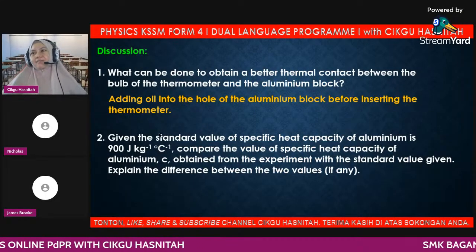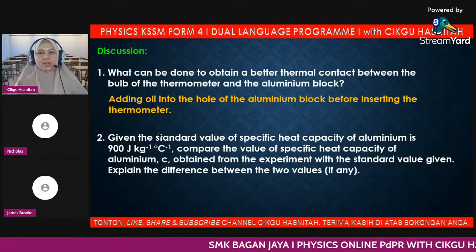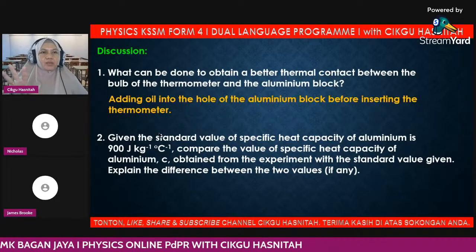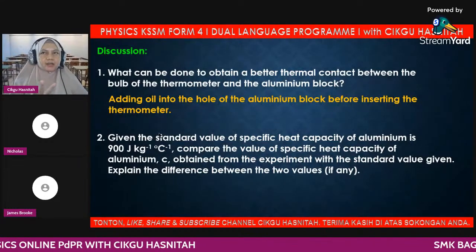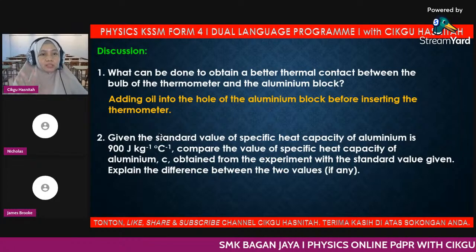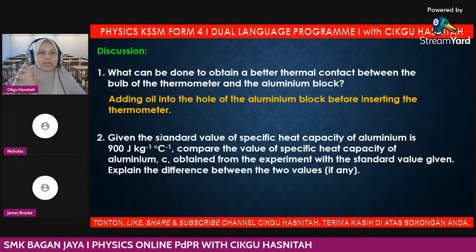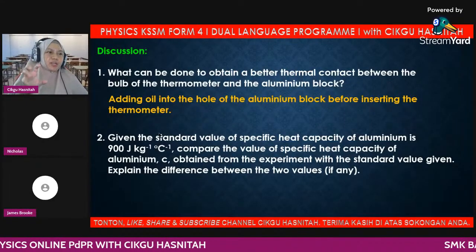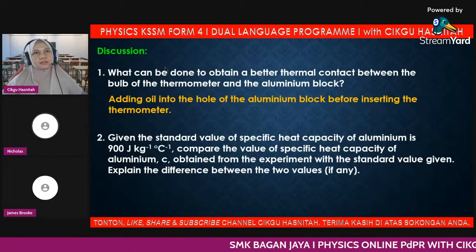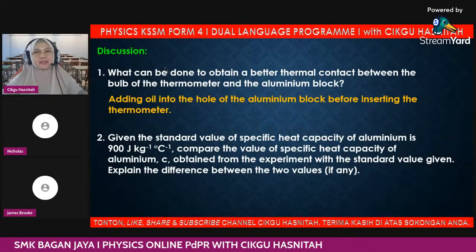Okay, it's a very good question. Sinwei, I hope I am answering your question on why we add oil. The oil acts like a bridge to give a better thermal contact between the thermometer and the aluminium block. And why do we choose oil instead of water? Because oil has a very low specific heat capacity, so it can detect temperature changes in a very short time. And also, why do we use oil for frying something? Same reason.